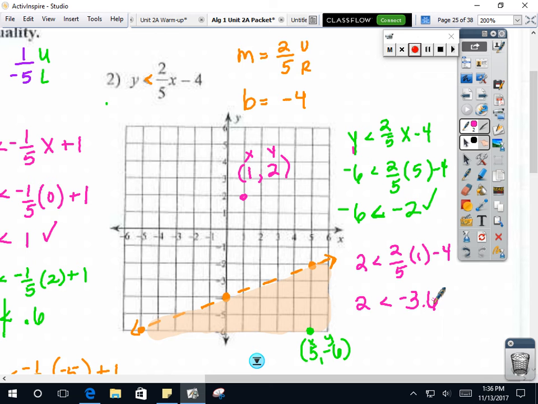Negative 3.6. Is that a true statement? Is 2 less than that number? No. 2's not less than that.